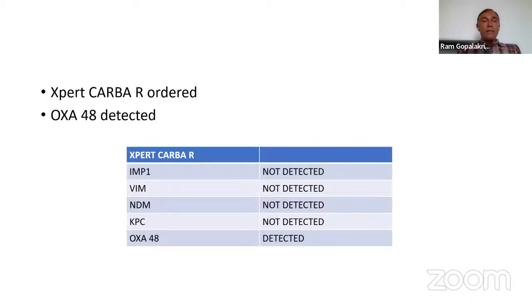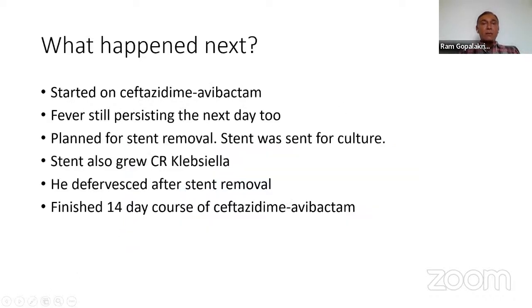So a test was ordered the day the blood culture flagged. This was the Xpert Carba-R test, which you can see here was positive for an OXA-48 type carbapenemase. Now, what happened next? Remember, this patient has a single kidney, and you would like to avoid polymyxins, if at all you can help that. He was started on ceftazidime avibactam. The stent was removed. Only then did the fever come down, and the stent actually grew CR Klebsiella.